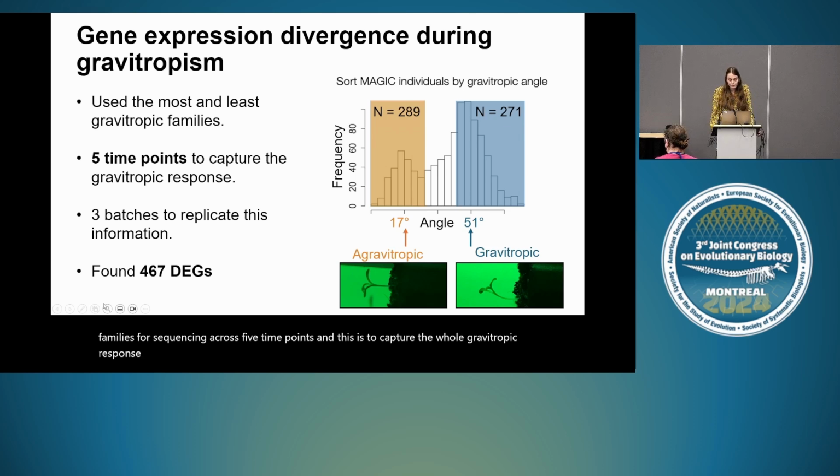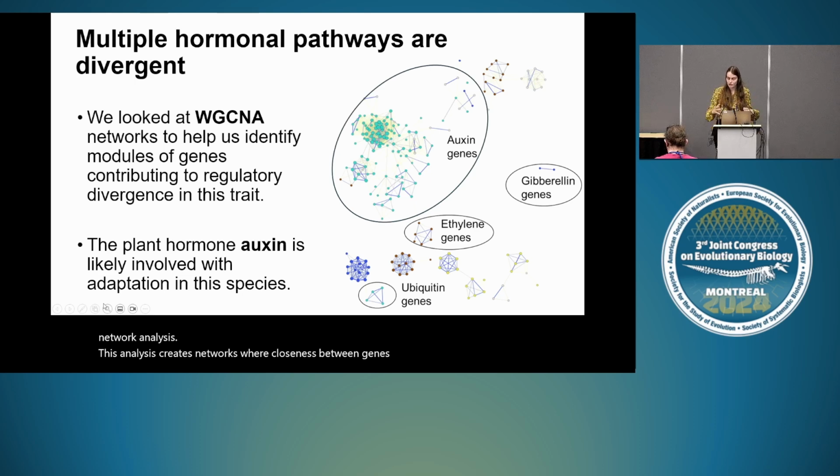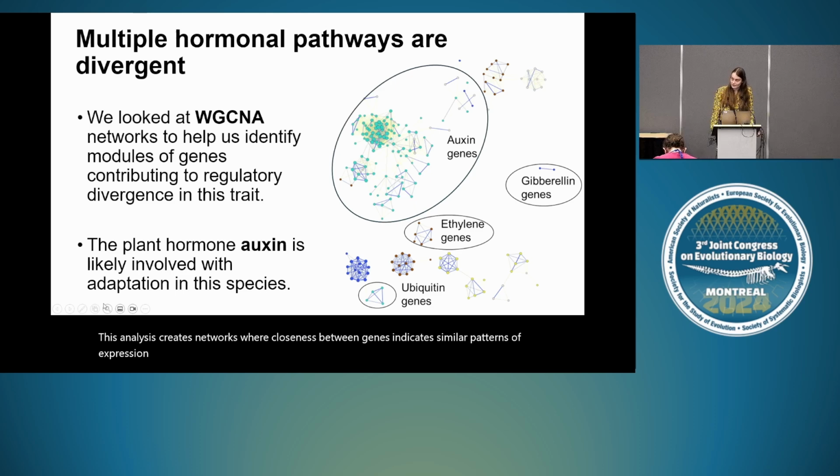So we identified 467 differentially expressed genes between the gravitropic and agravitropic plants, but we also used these differentially expressed genes to look at their patterns of gene expression over time and do weighted gene co-expression network analysis. This analysis creates networks where closeness between genes indicates similar patterns of expression over time, and we were able to identify clusters of genes within the networks related to plant hormones. So auxin, as expected, is the largest group there, but we also found ethylene and gibberellin.